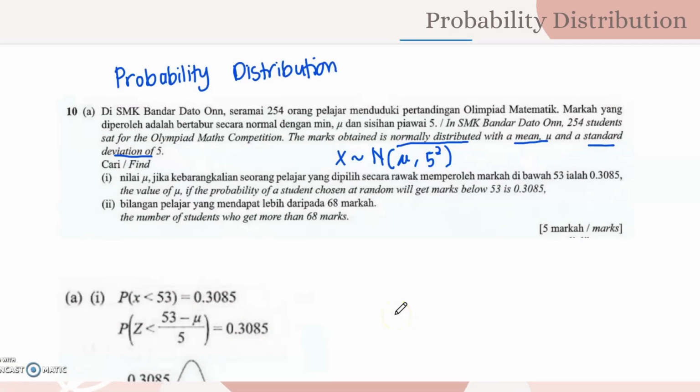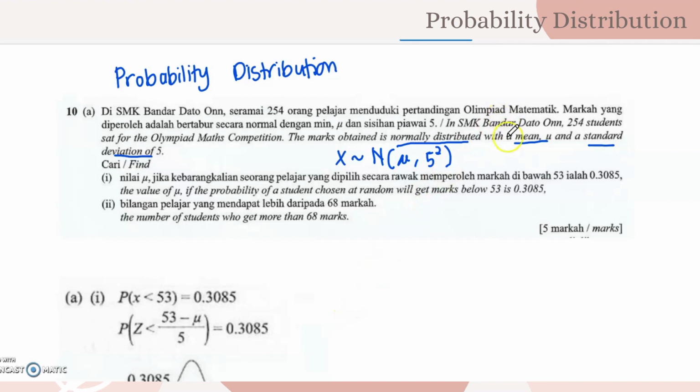Okay, so for question number 10, this is about the topic probability distribution. For this topic, we have two types of probability distribution: either normal distribution or binomial distribution. So we go to question 10A.